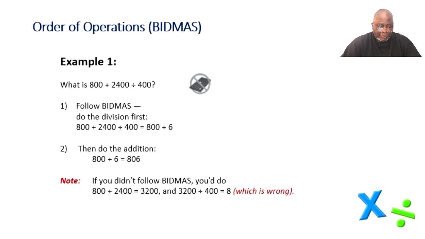What is 800 plus 2400 divided by 400? First, follow BIDMAS. Do the division first. So 800 plus 2400 divided by 400 is equal to 800 plus 6, because 2400 divided by 400 is 6. Once you've done that, then you can go on ahead and do the rest of the calculation, which is 800 plus 6, which is equal to 806.